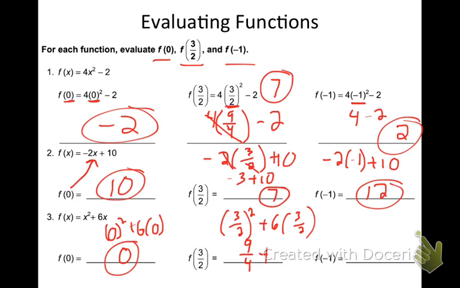I can technically cross-cancel a little bit, or I can just multiply. What's 6 times 3? I can do 6 over 1. So what's 6 times 3 going to get me? 18 over 2 gets me 9, right? So I have 9/4 plus 9.